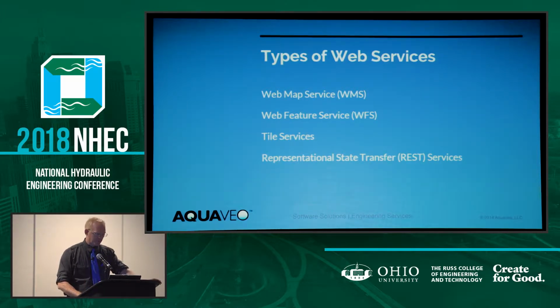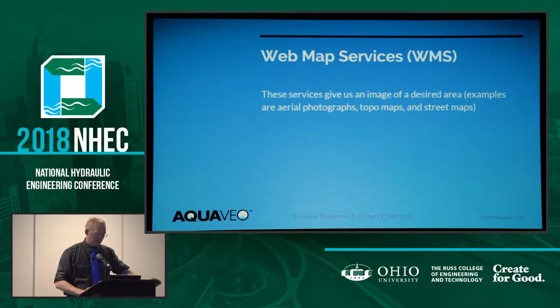One is the Web Map Service, or WMS, not to be confused with the Watershed Modeling System. Web Map Service, Web Feature Service, and Tile Services, and then the Representational State Transfer Services. So Web Map Services are those that give us an image of a desired area. So, these are your aerial photographs, your topo maps, street maps, similar to, say, Google Maps.